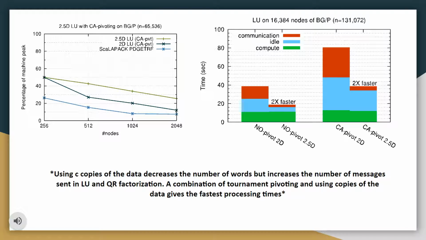In the graph on the right, the left group of bars shows tournament pivoting with and without multiple data copies, and the bars on the right show classic pivoting with and without data copies. One data copy without tournament pivoting takes the longest to compute, while multiple copies and tournament pivoting takes the least amount of time.